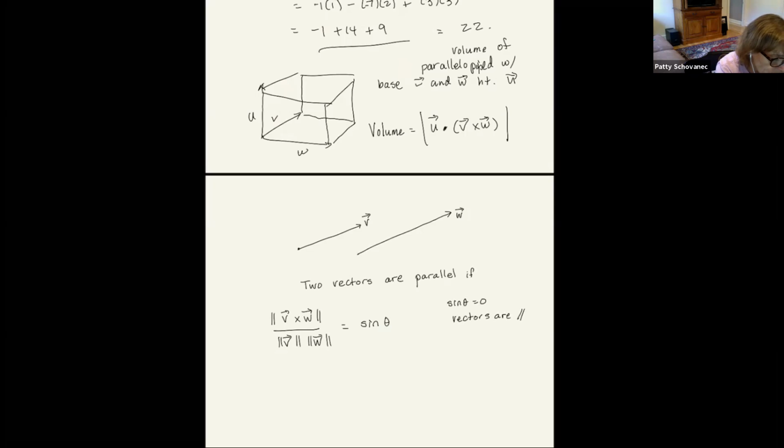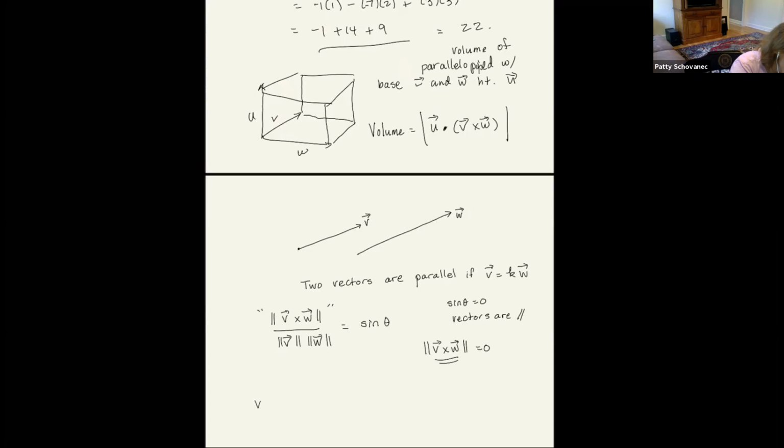And so that happens if the numerator in this formula gives me that the cross product in magnitude is 0, right? Because sine of 0 is 0. But it's even easier than that. A determinant is going to be 0 if any two rows are the same, or if one row is a scalar multiple of the other. So two vectors are parallel if you can get one vector by multiplying the other vector by a scalar.